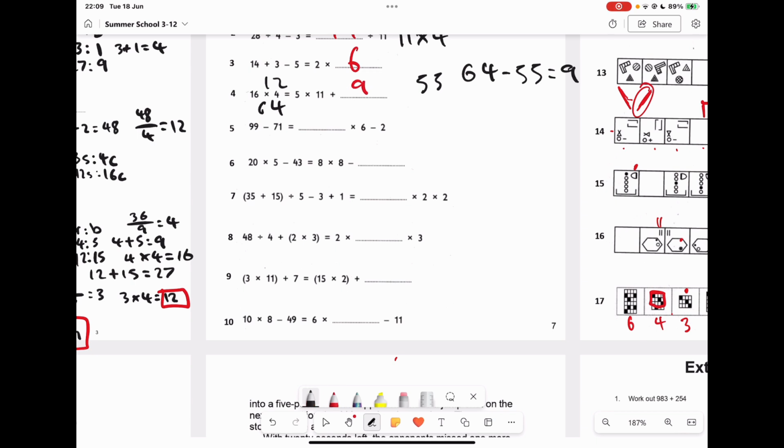Next is question 5. For question 5, we're looking at 99 minus something, minus 71, which is equal to... well, 99 minus 71, that's 28. And then something times 6 minus 2 is equal to 28. As we know, we always do multiplication first. So first we have to subtract 2. So that's 26.